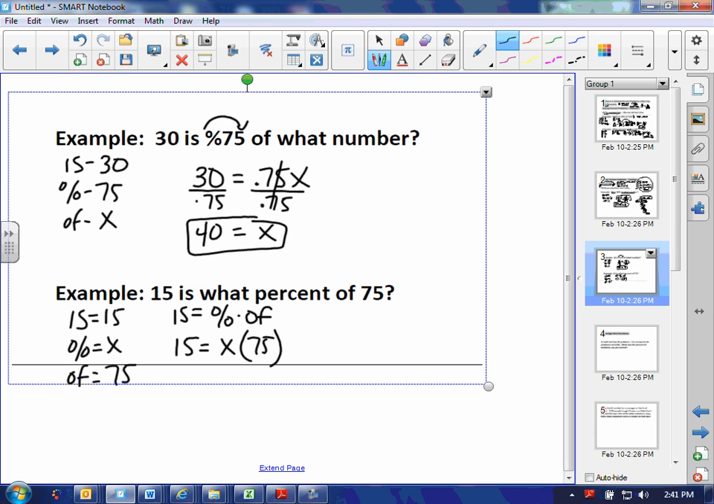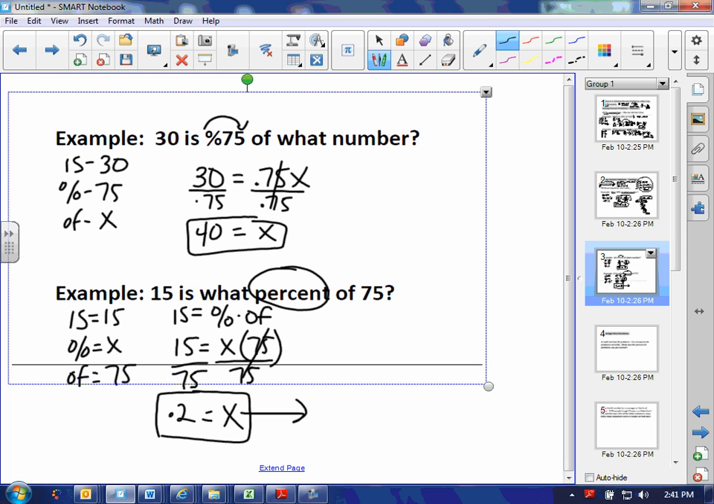We want this x by itself, so I'm going to divide both sides by 75. Okay? Now it cancels out to 1. This is x, just 1x, is equal to whatever 15 divided by 75 is. And this would give you 0.2. Now this is important. It wanted your answer as a percentage. We got our answer as a decimal, in decimal form. So you need to change your decimal back to a percent. I'm going to move the decimal place twice to the right, which gives me 20% as my answer.